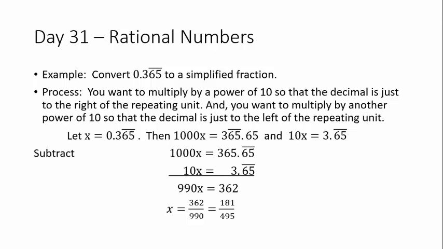And this fraction can be simplified. 2 is a common factor of both the numerator and denominator. And when I divide by 2, my result is 181 divided by 495. There are no other common factors, so this is my simplified form. This is a method for converting a repeating decimal to a rational number.